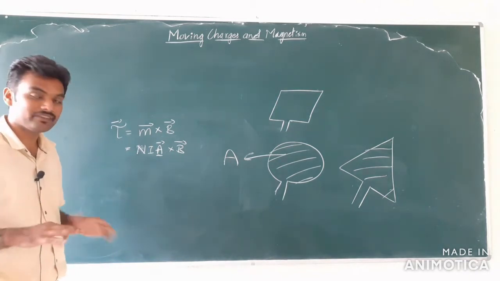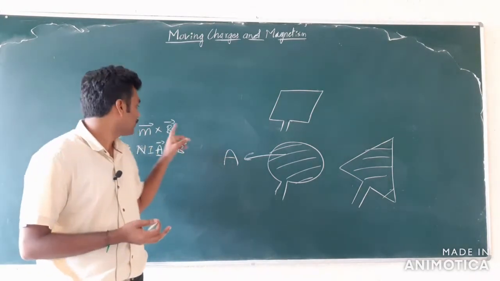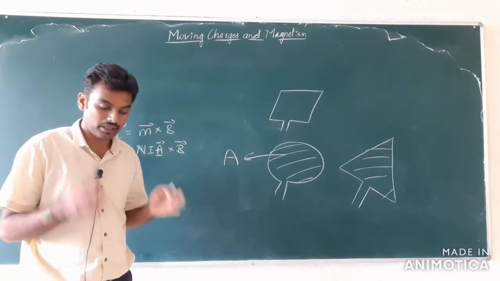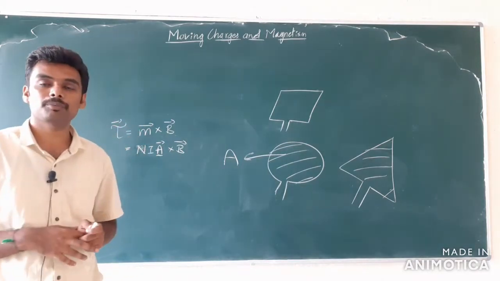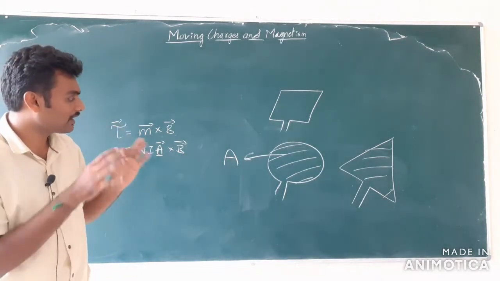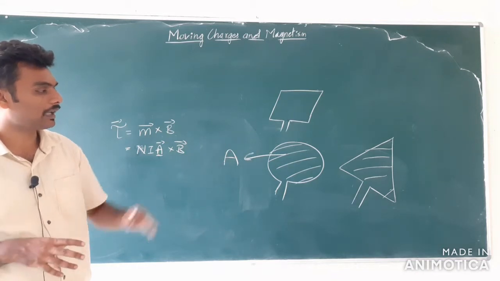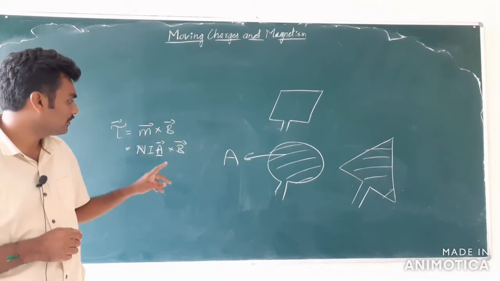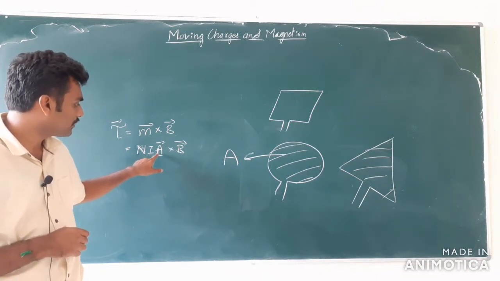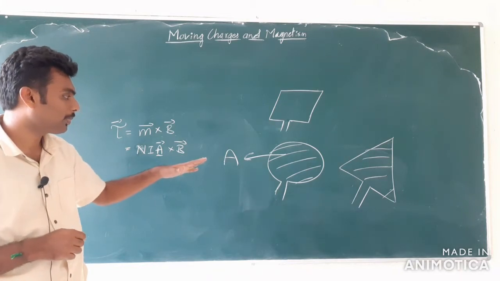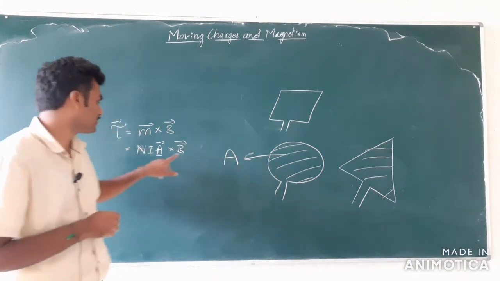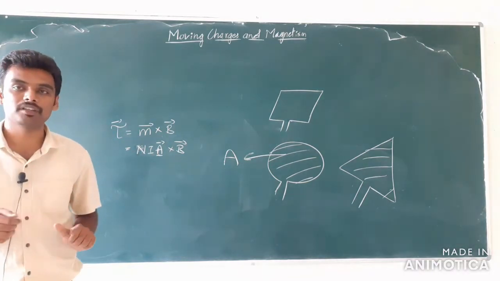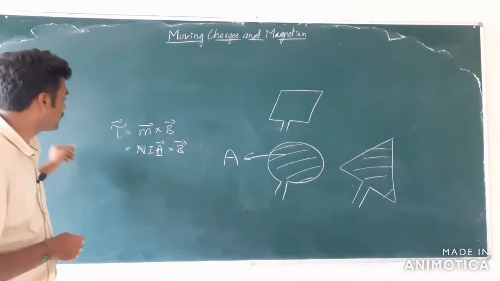Clear with this? Now I have generalized the expression M cross B, which was derived using only the rectangular shaped coil. Now I have generalized that to circular, triangular, or any shaped coil. The only condition is that the coil should have an area. The area of the coil itself should be chosen as A and put into the expression, and hence we'll get the torque experienced.